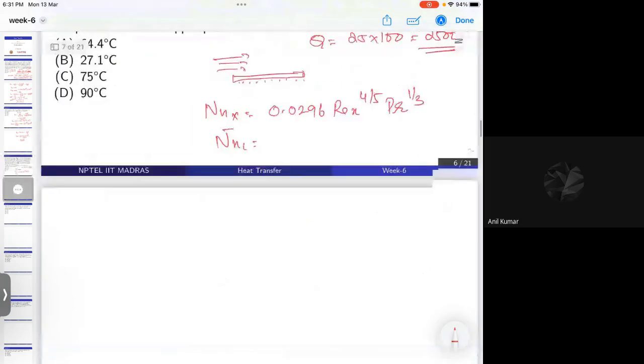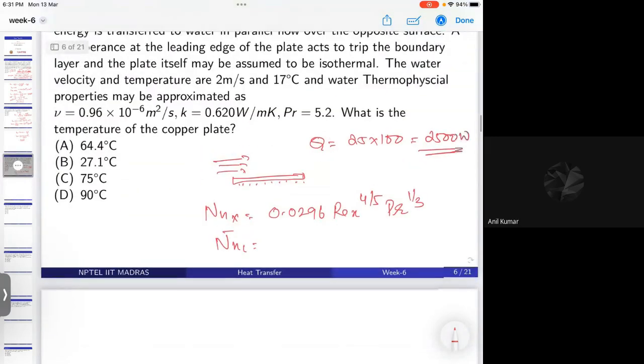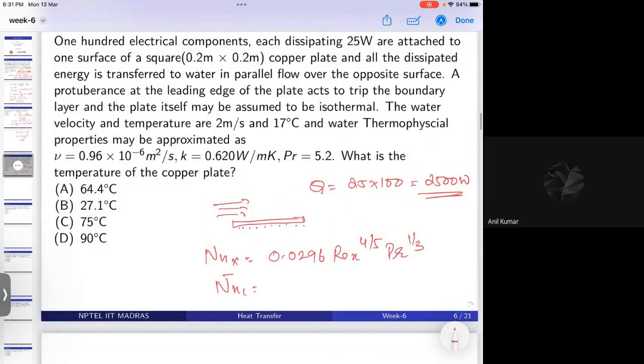First we will be calculating the Reynolds number, because it's already given. The turbulence at the leading edge acts to trip the boundary layer, so it is fully turbulent. Can you find the expression for this? Like, what is the average heat transfer coefficient?